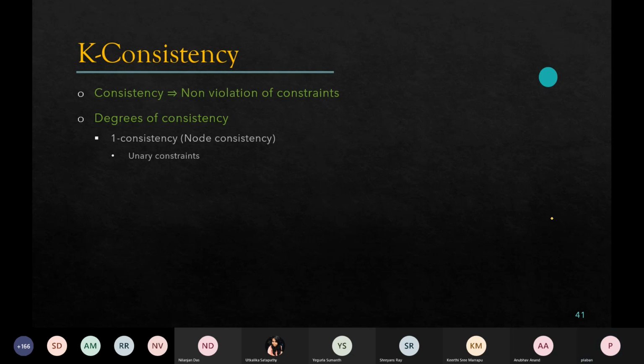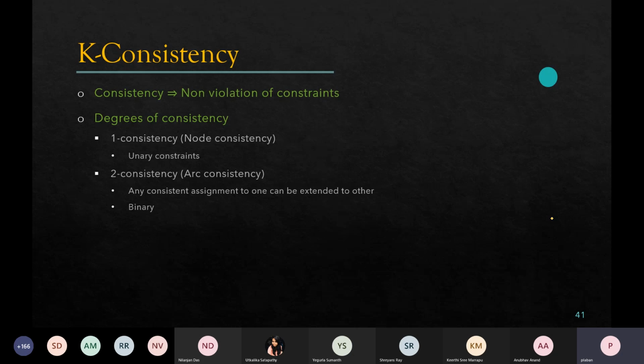Now you can easily guess what we mean by two-consistency. By two-consistency, we mean arc consistency. Basically, we have two variables here and an assignment, and we try to see whether that assignment goes well with the assignment in the other node or not. As we are considering two variables here, it is called two-consistency, and arc consistency is actually our realization of two-consistency. And where do we apply it? We apply it where we are solving a binary CSP problem.